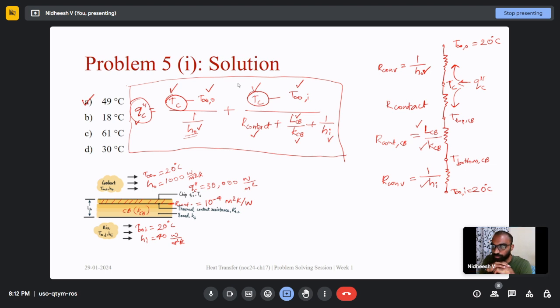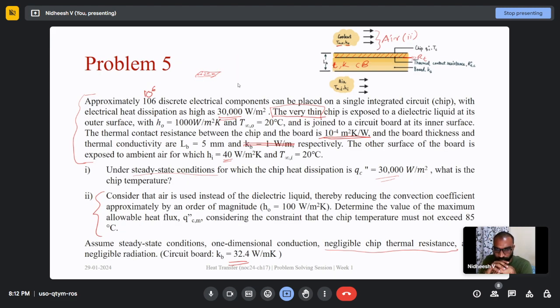And the H value is mentioned as H naught. Actually, for us, the H value is what here we have considered as HI, sir. That's why we need to take the H value in the second part of the equation. Am I correct, sir? Because the fluid is flowing at the bottom. Consider that air is used instead of the dielectric liquid. Okay, fine, sir. At the top only. Yes. At the top and at the bottom, it is air itself, but it is being given as different H values. It could change depending on the temperatures.